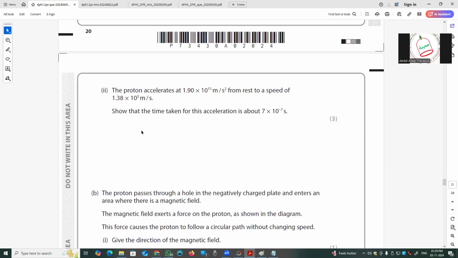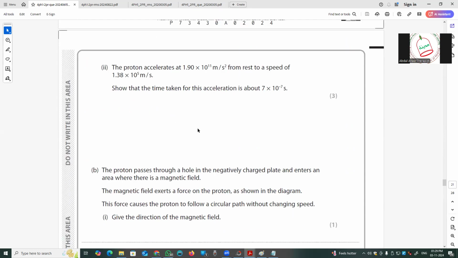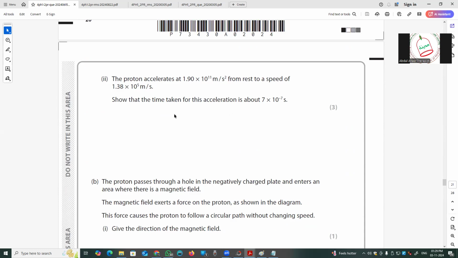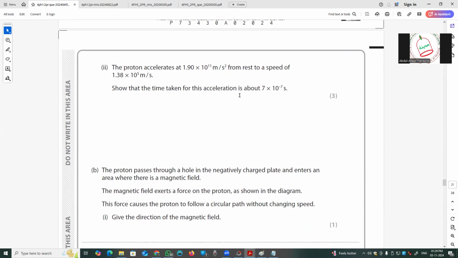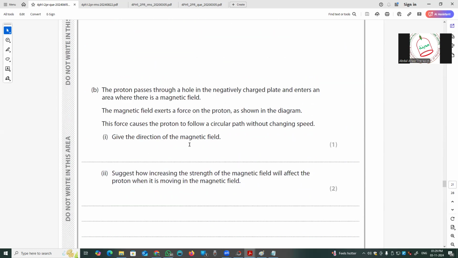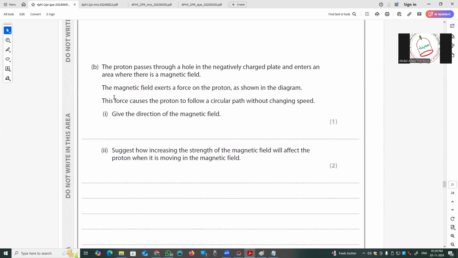Okay. Second question, usually you are going to find the time, using the formula acceleration equals v minus u divided by t. Right. So our focus is the next question, B1.